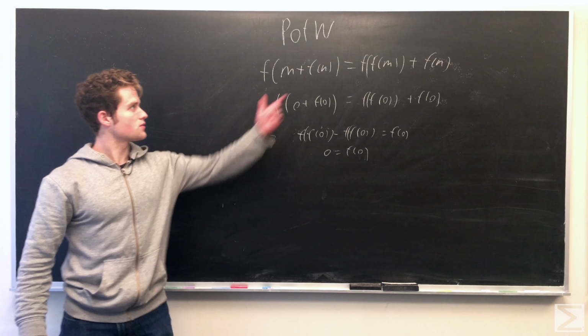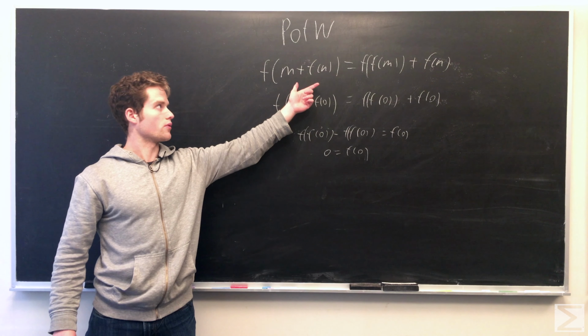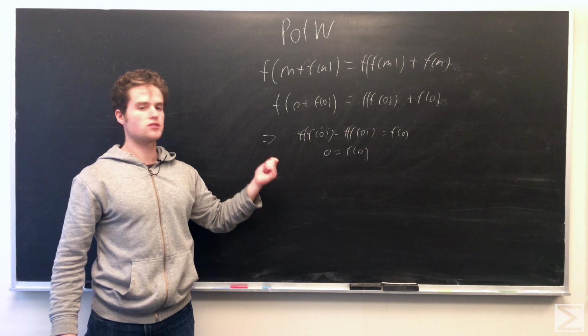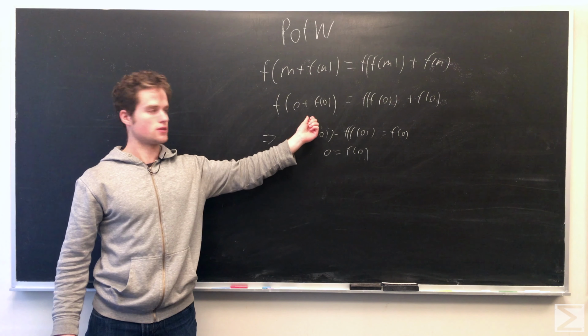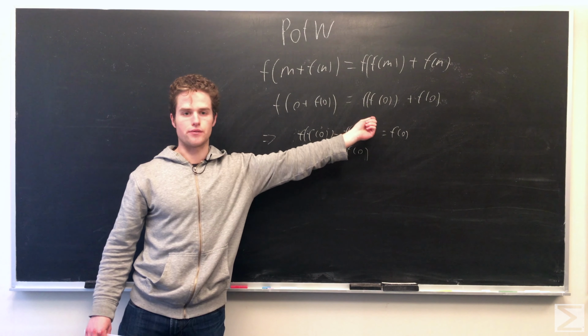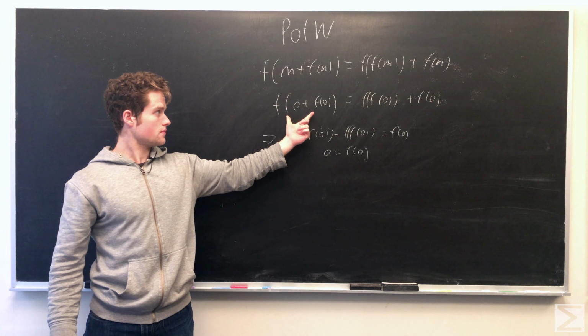So we're working with this functional equation. We're working with only non-negative integers. So the first thing we can do is just plug in 0 everywhere. So f of 0 plus f of 0 equals f of 0 plus f of 0. The thing on the left is just f of 0. So we're going to subtract off these two f of zeros, and we're left with 0 equals f of 0, which is simple enough.